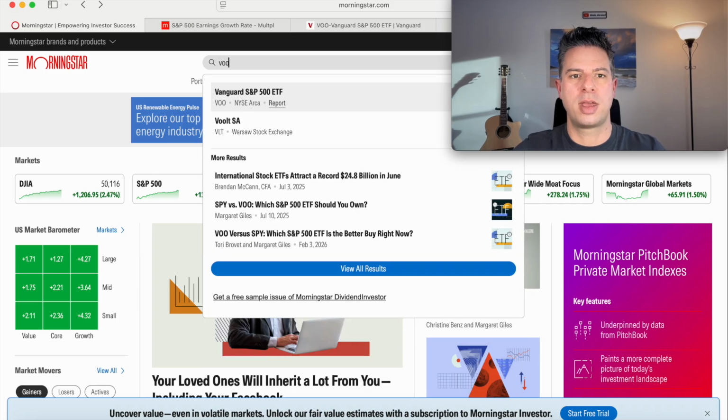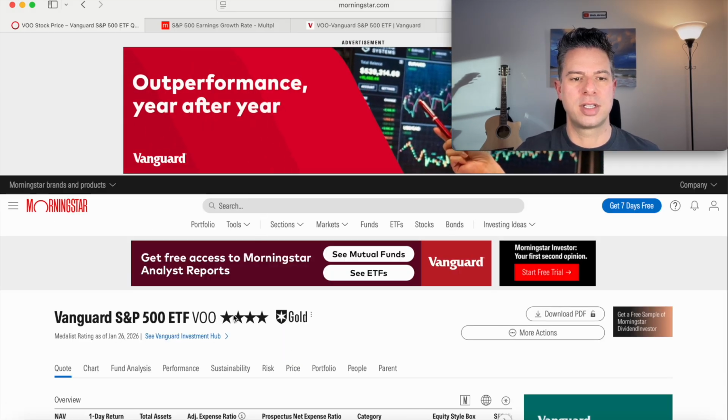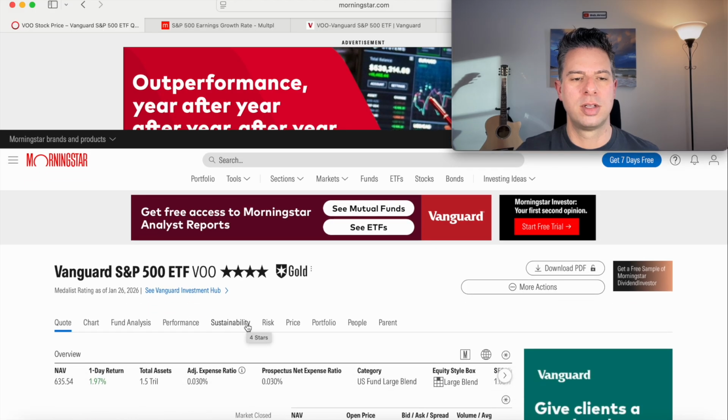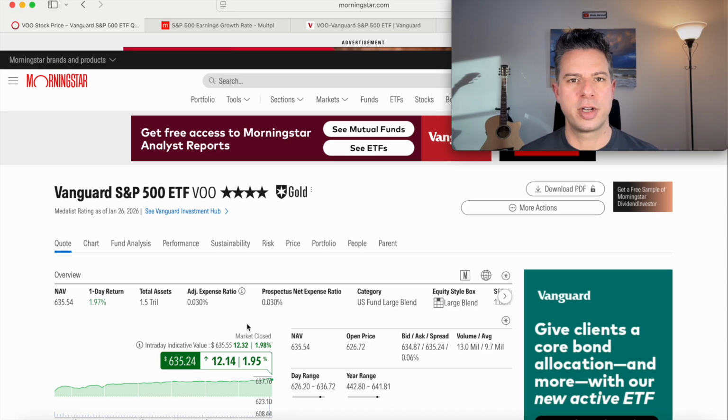I'm going to type in a ticker for an S&P 500 index fund. This one is Vanguard's ETF version, and the ticker symbol is VOO. SPY is a popular S&P 500 index fund as well. They're both very similar. Fidelity has one. Everyone pretty much has one.